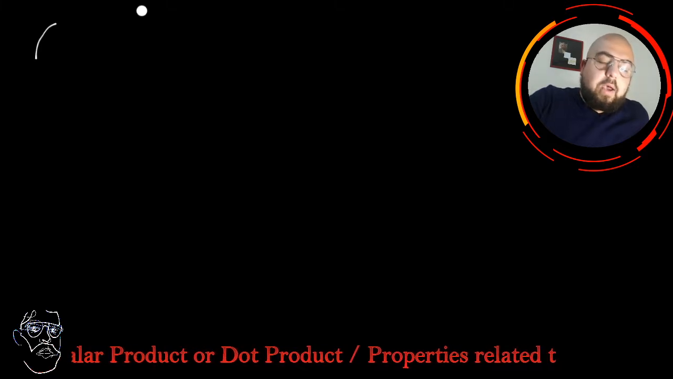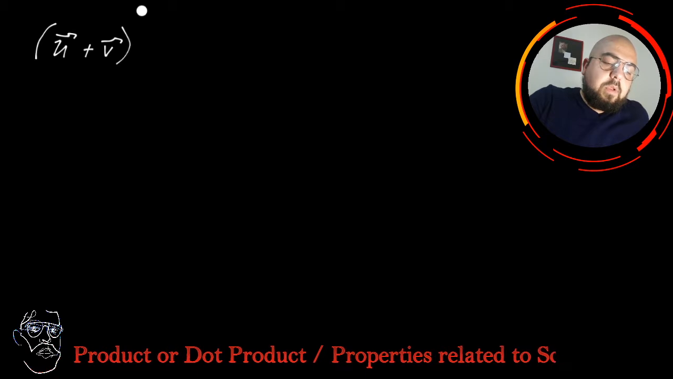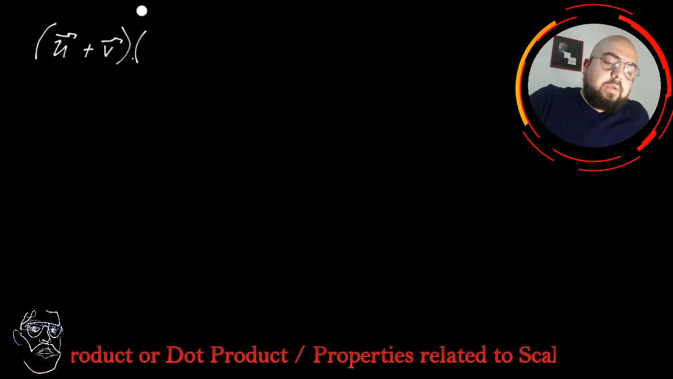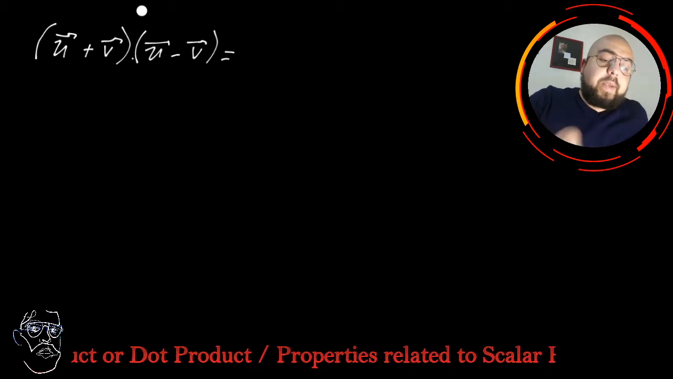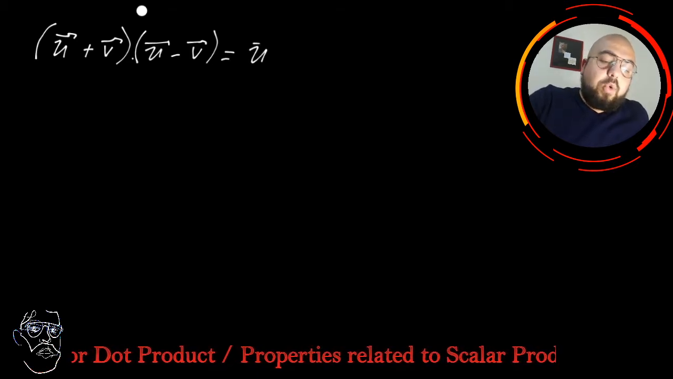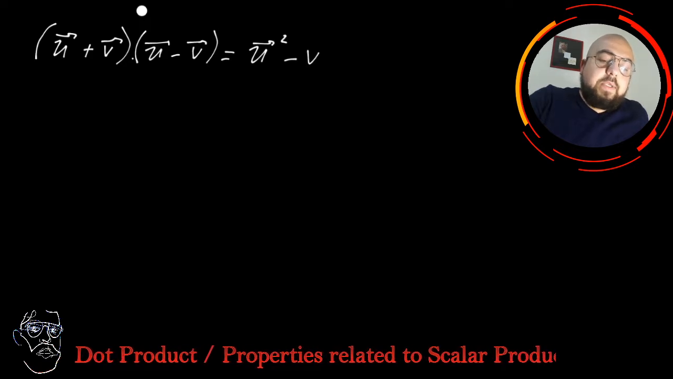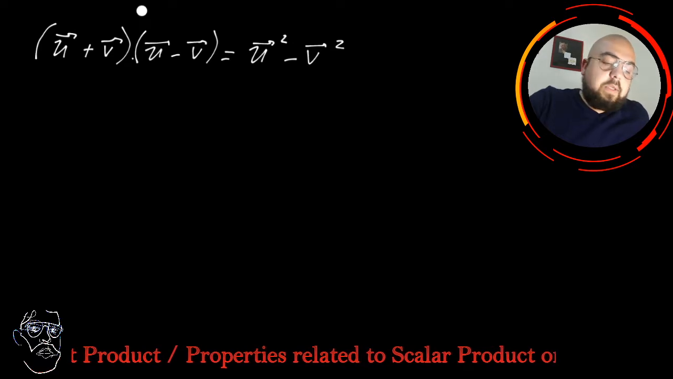Whenever we have u plus v scalar u minus v, you simply have to expand it, just like a plus b times a minus b. So it's u squared minus v squared, and that's it. You can use this property easily.